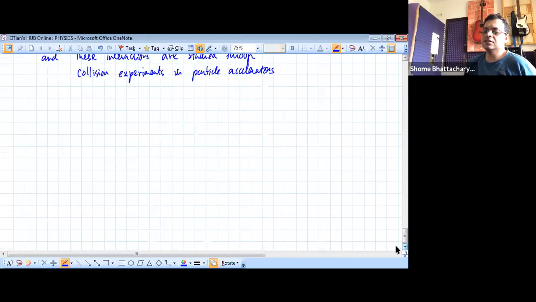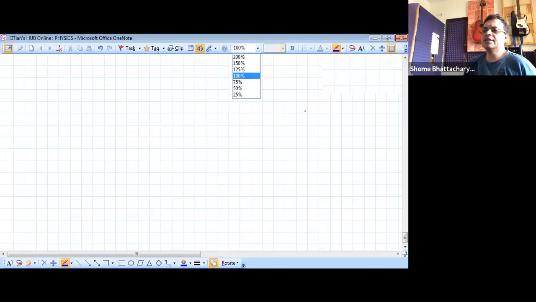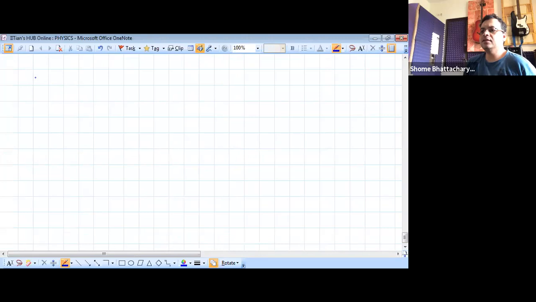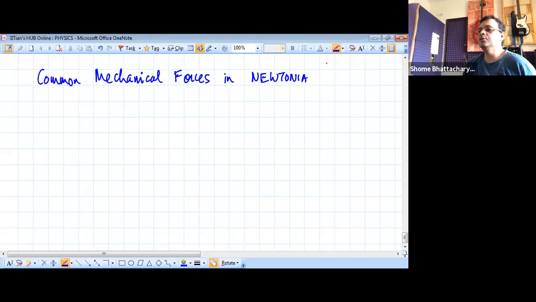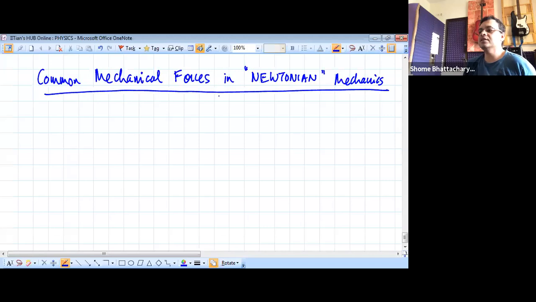Now coming back to our physics syllabus. Now coming back to the chapter of Newton's laws and mechanics, now you will see that the common mechanical forces in what we call Newtonian mechanics, that is a mechanics in which we apply Newton's laws of motion. That kind of mechanics is called Newtonian mechanics.